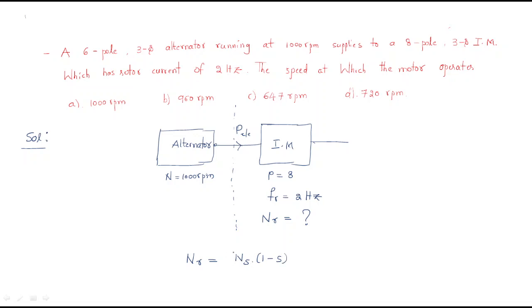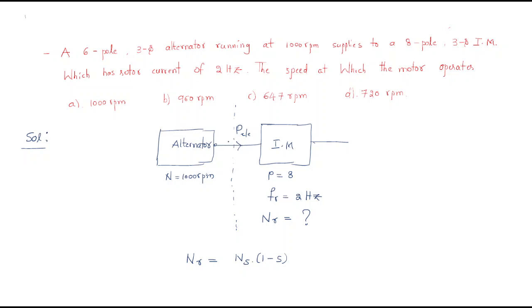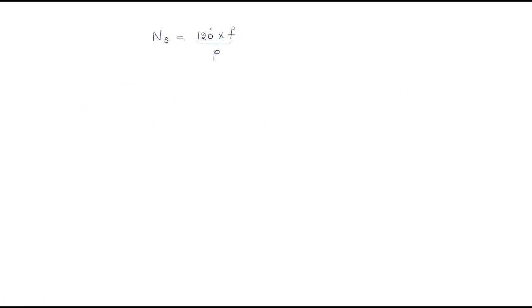We can find out the Ns from here. What is Ns? Ns is 120 f by P. But here we don't know the supply frequency. So to find out the supply frequency, he has given the alternator is 6 poles and 1000 rpm. From this we can find out the supply frequency. Here Ns of the alternator equal to 120 f by P. Here it is rotated with 1000 rpm, and 120 f by 6. 6 ones are 6, 20 times 50, so the frequency is 50 Hz. Here the supply frequency we will get is 50 Hz.